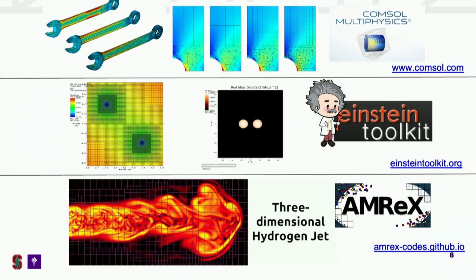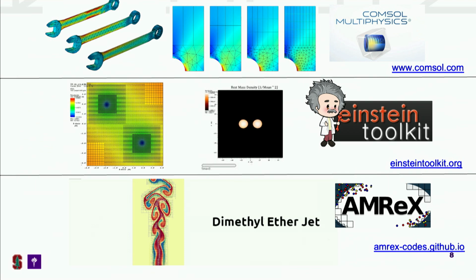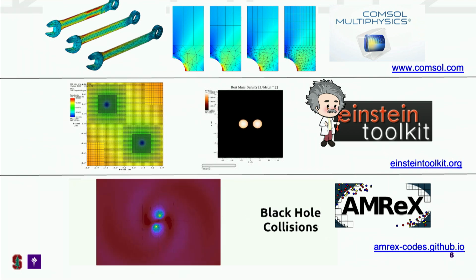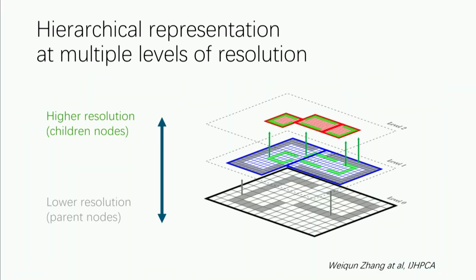So adaptive mesh refinement is pretty widely used in simulations. The idea is to solve the problem, usually a differential equation, at multiple levels of resolution, whether it's a hammer, a binary neutron star, or a viscous fluid. The key is to keep a hierarchy of grids at different levels of resolution. And so each child node inherits data from the parent nodes at lower resolution.